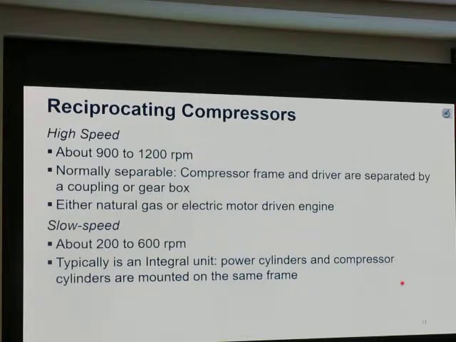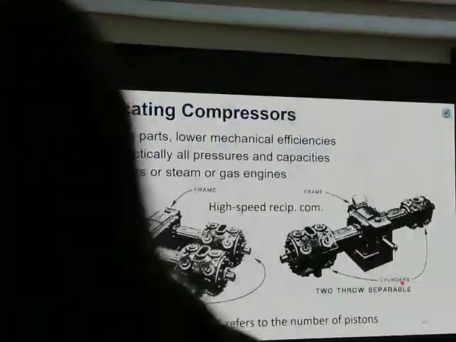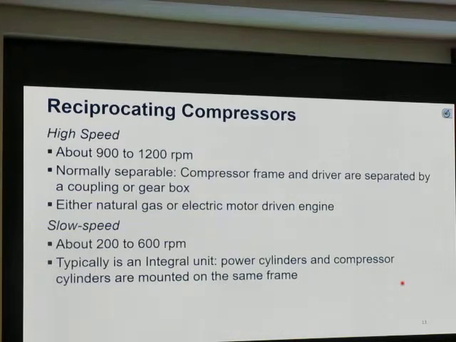High-speed compressor, low-speed compressor. Reciprocating compressor can have a high-speed unit. High-speed unit looks like this. Okay, high-speed unit they call separable unit because the box in the middle that has the crankshaft is separated from the cylinder itself. So this is a separable unit. So when you see this picture, it's a high-speed reciprocating compressor and it's a separable unit. High-speed means about 900 to 1000 RPM.